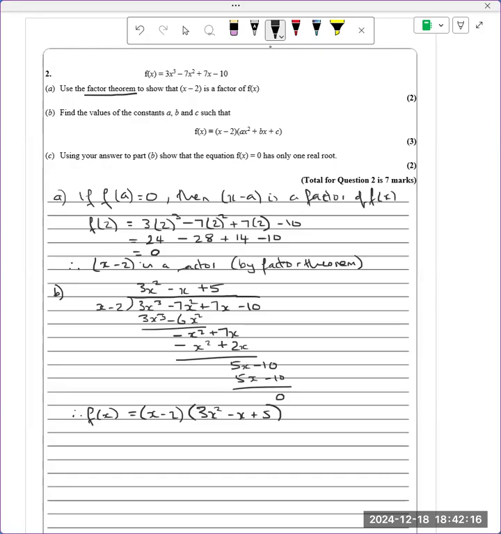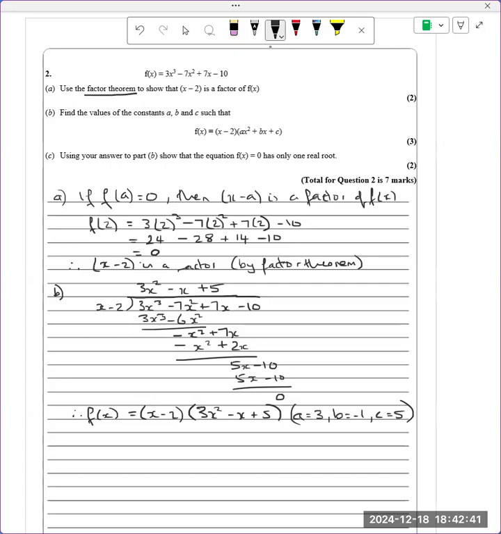The question says find the values of a, b, and c. I don't think it's essential, but to finish off, it's quite nice to say a equals 3, b equals minus 1, and c equals 5. Not totally essential, but that is what the question asked us to do. So nice to do that.